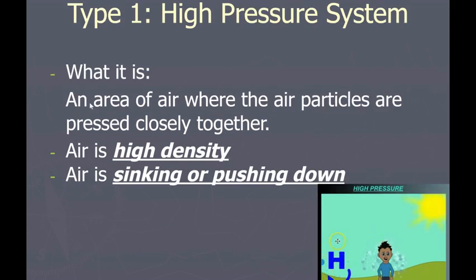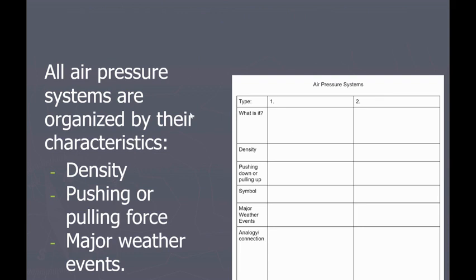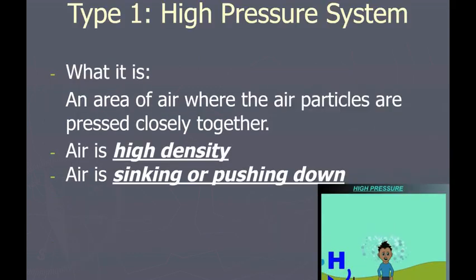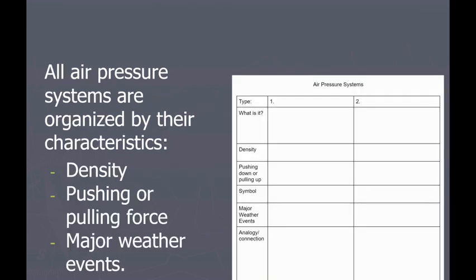So let's start with that what is piece right up here. High pressure system, our first type. It is an area where the air particles are pressed closely together. So in other words, this air has a high density and the air is pushing down. So as we're filling out this sheet, we've got the what is, the density, and the pushing and pulling force.